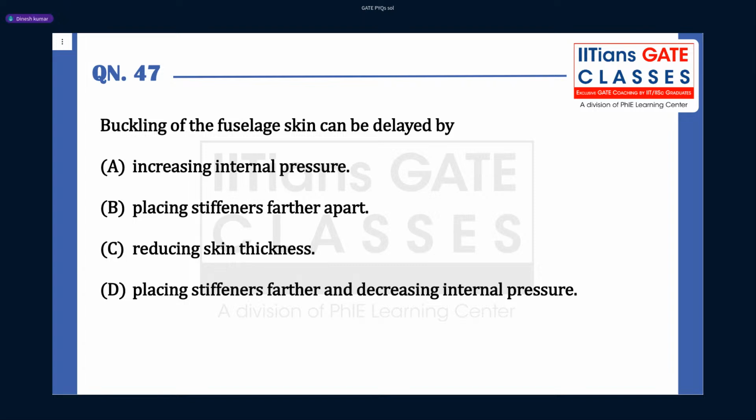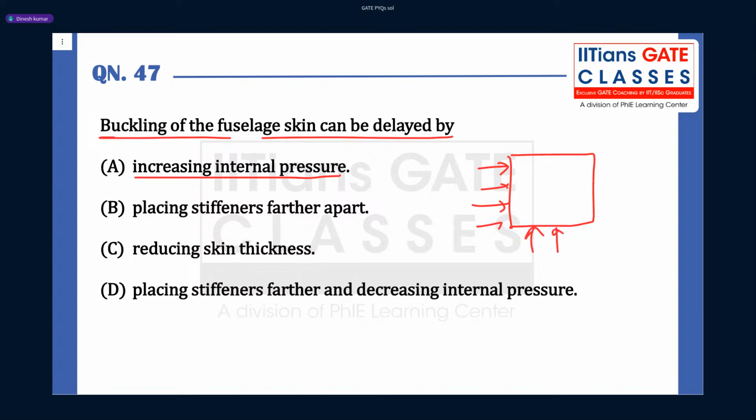Yeah, what it says: buckling of the fuselage skin can be delayed by. So guys, the first option says increasing internal pressure. Buckling happens usually, if you take the buckling of a plate, due to compressive stresses. So when you pressurize your skin, tensile stresses will be developed, so your compressive load will go down. That means your buckling strength will increase, so your buckling will be delayed. So A can be the correct answer.